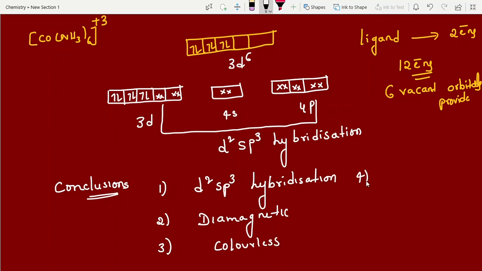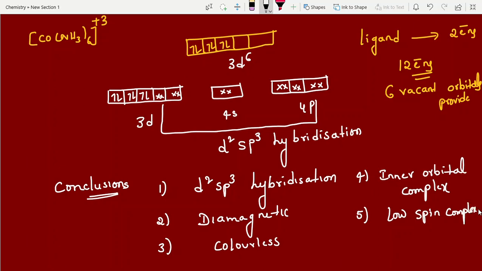Next, fourth conclusion point. It started from d. d hybridization started. That means it started from d, so we have to write inner orbital complex. If it starts with s, it is an outer orbital complex. And the next one, it is low spin. When unpaired electrons are more, then free spin is more. Here low spin complex because all are paired.